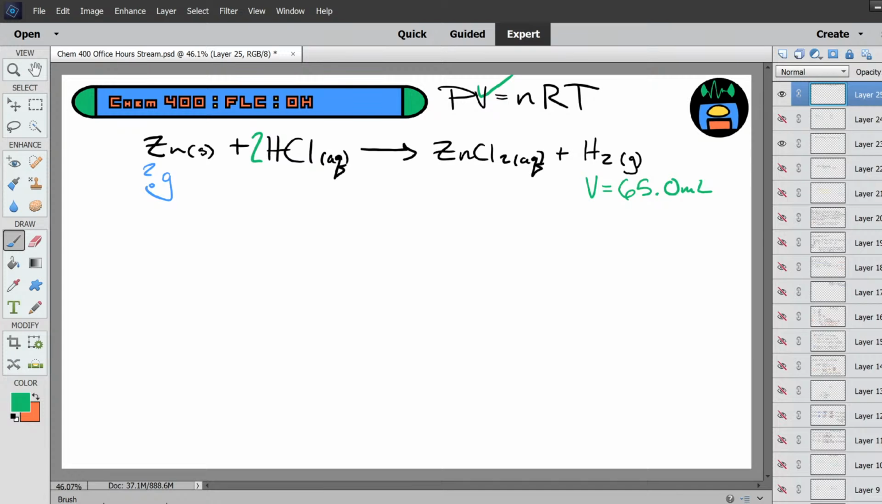We're also told a temperature. We're told the temperature is 25.00 degrees Celsius. Now, we're going to have to convert that, but all things being equal, we know the temperature. We always know R. R is the ideal gas constant. It's 0.08206 liter atmospheres per mole Kelvin.